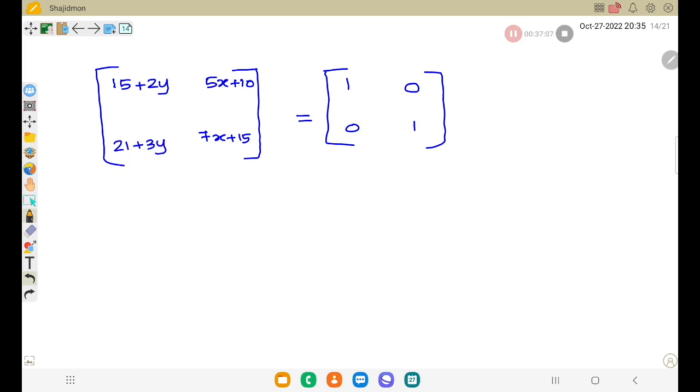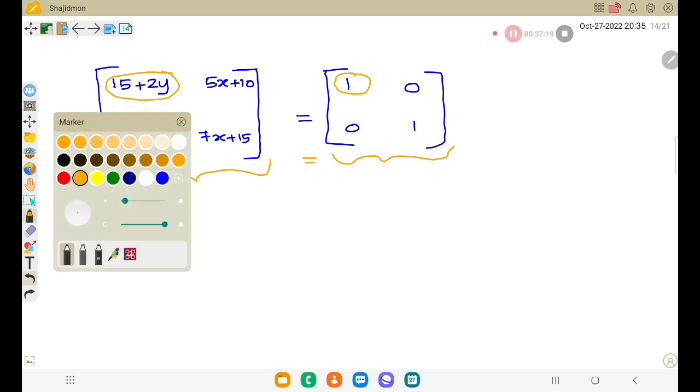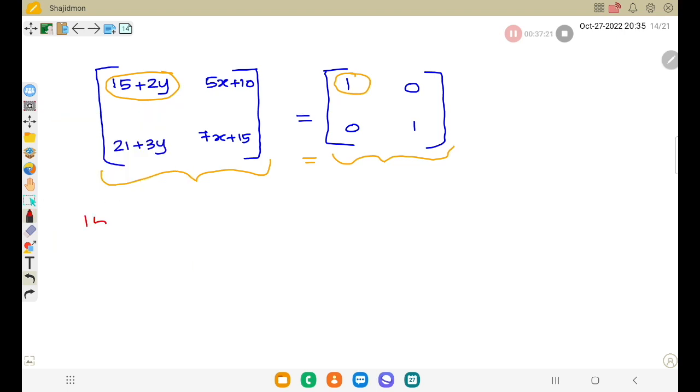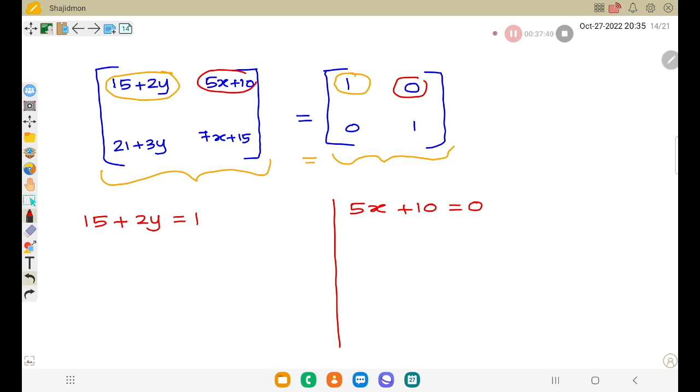Now what we got here: this matrix equal to this matrix. So what is the meaning? Two matrices are equal, so the first number here should be the same as the first number here, correct? What is the first number there? 15 plus 2y equal to 1. Same way, second number equal to second number. What are the second numbers? 5x plus 10 here, 0 here. 5x plus 10 equal to 0. Same, third number equal to third number, fourth number equal to fourth number.